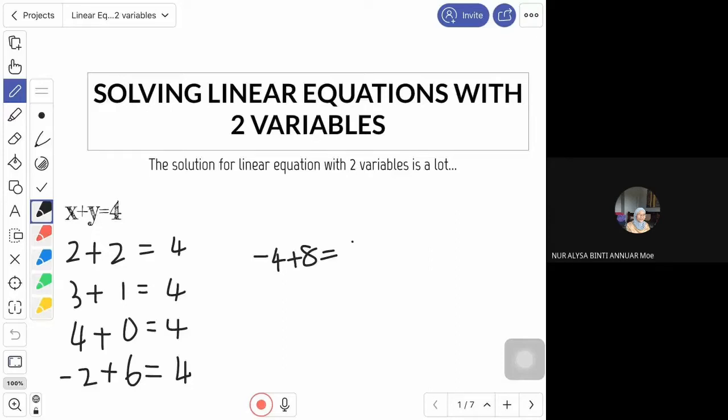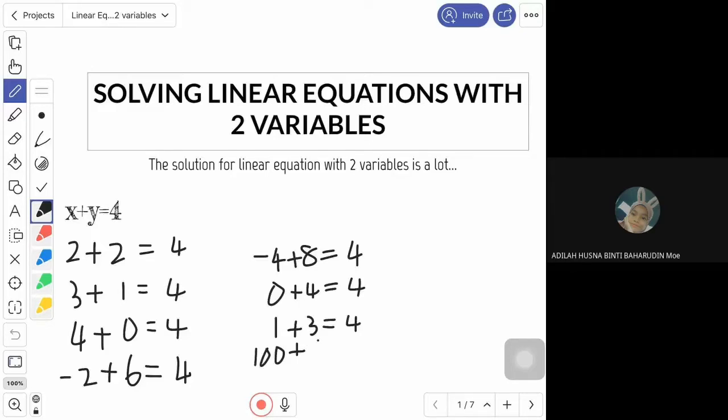Now 0 plus 4 also equals to 4. 1 plus 3 equals to 4. Many, right? You can go even to 100. For example, 100 plus negative 96 equals to 4. So how many solutions can we have? Many. Uncountable. Yeah? We can have many.